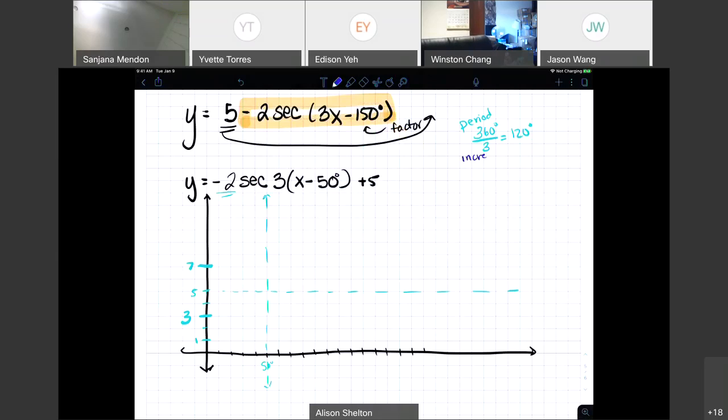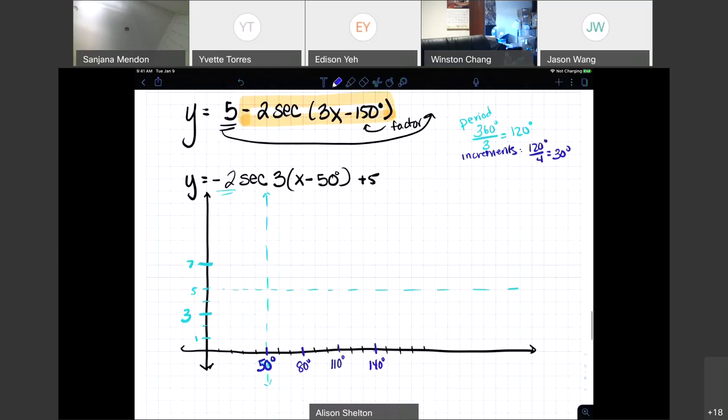The increments, by the way, are at 120 degrees divided by 4. So every 30 degrees. So you're going to start at 50 degrees. And then 30 degrees later, 1, 2, 3, we have 80. 1, 2, 3, we have 110 degrees. Then 1, 2, 3, 140 degrees. 1, 2, 3, 4. One more time is 170, where we're going to end. So I'm going to want to see these points marked on your graphs when you do your graphs for quizzes and tests.